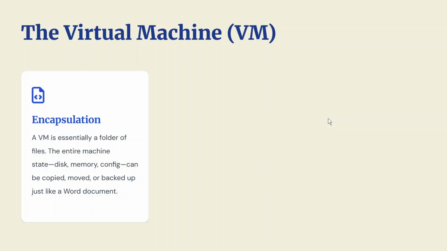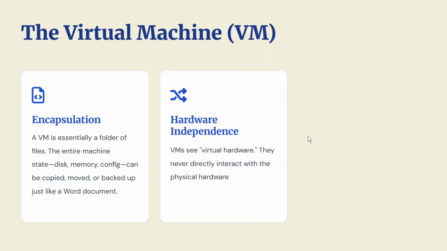Now that we saw encapsulation, let's take a look at the next principle our VM works on, that is hardware independence. In the previous section, we saw how Hypervisor creates virtual hardware. Your virtual machine only sees this virtual hardware. This feature makes a virtual machine completely hardware agnostic. Let's take a look at how this works.